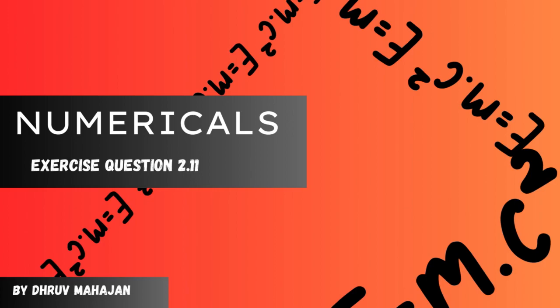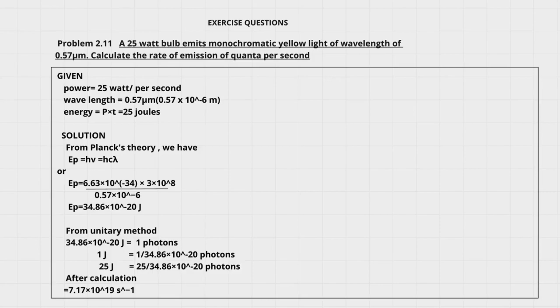Exercise question, problem 2.11: A 25 watt bulb emits monochromatic yellow light of wavelength 0.57 micrometers. Calculate the rate of emission of quanta per second. Solution: we have the following given values. Power is equal to 25 watts.